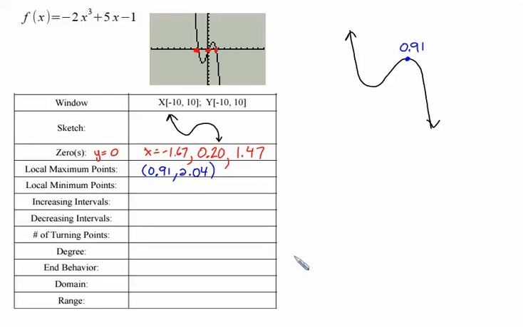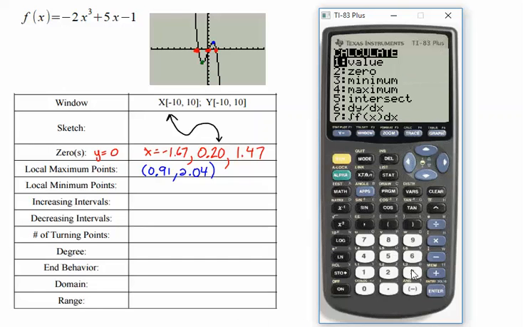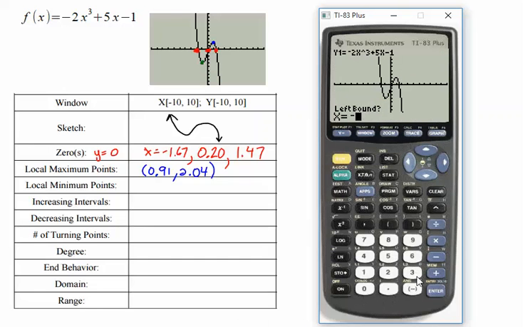Then we need the local minimum point. So on the graph, here's our maximum. On the graph, here's our local minimum. It's the local minimum because it's the smallest point in that region of the graph. So we second trace to calculate. Option 3 is the minimum. Left bound I'll say is negative 3. That's to the left. You can scroll if you want. Right bound I'll say is 0. I'm going to guess negative 1 for the x. And there it is. Negative 0.91, comma negative 4.04.